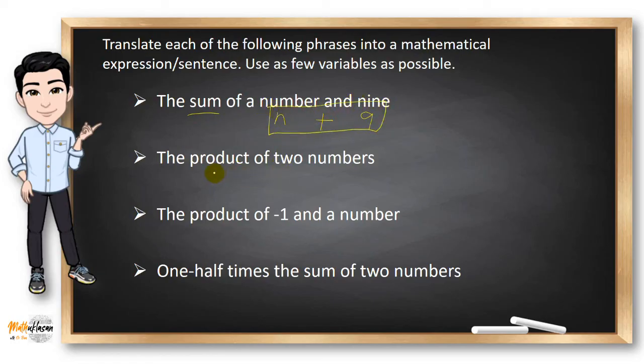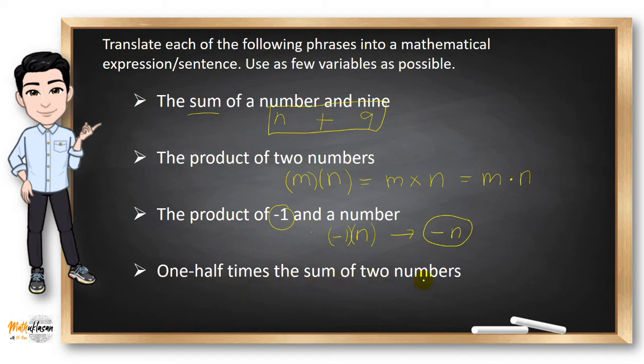In number 2, the product of two numbers. Since we don't know the two numbers, let these be n and n. And to get the product, we just need to use some parentheses. You can also rewrite this like this, or using a dot for product. How about the product of -1 and a number? Since the number is unknown, let this be n. Now, multiplying -1 to n will give us -n.